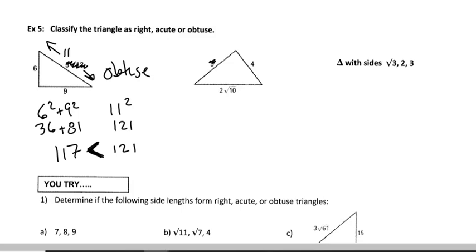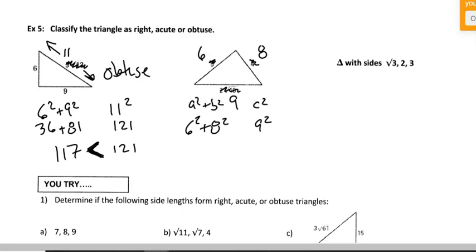Now let's try another one. Let's do 6, 8, and 9. Let's see what we get here. So we're trying to see how does the 6 squared plus the 8 squared part compare to the 9 squared part? How does the a squared and the b squared part compare to the c squared? 36 plus 64 gives me 100, and 81. What happened to the c squared part?